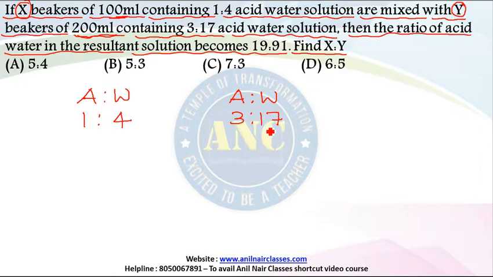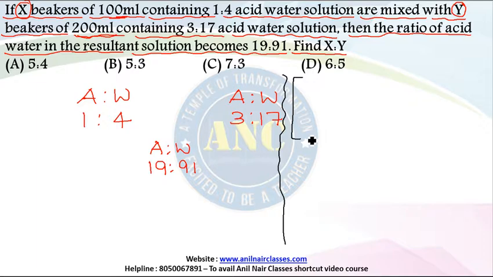Now when I mix these two, the resultant solution will have acid and water in the ratio 19:91. Find the value of X, find the value of Y, take the ratio of X and Y, is the question. Find X is to Y. Now see here, same logic, sir. I definitely do not want to change my logic and confuse you people.